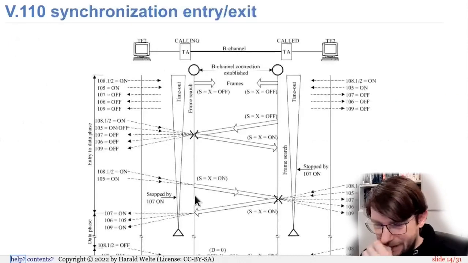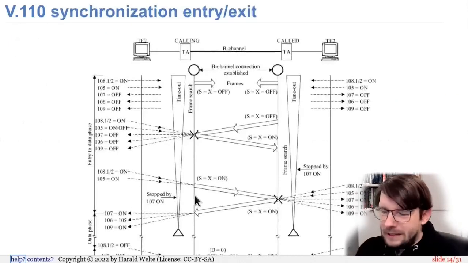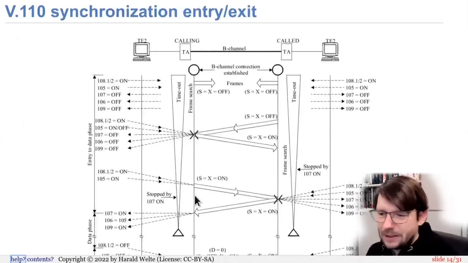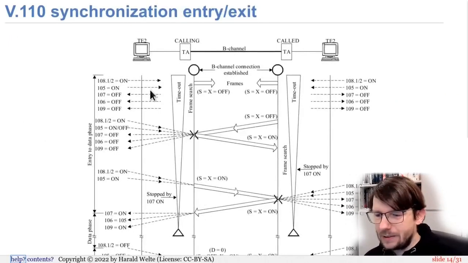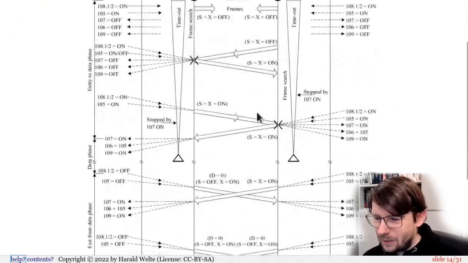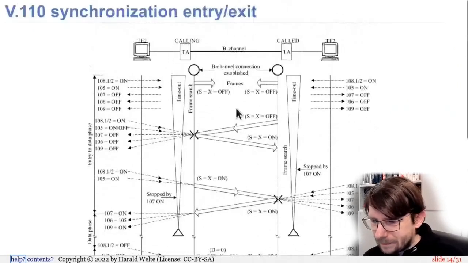Okay, so there's something else we have: the rate adaptation function and so on. There is the synchronization of the entry and exit into this terminal adaptation. And this is a timeline from top to bottom in this diagram. So we have the two users using their terminal adapters to establish the B-channel.